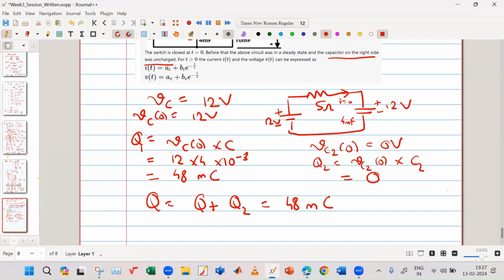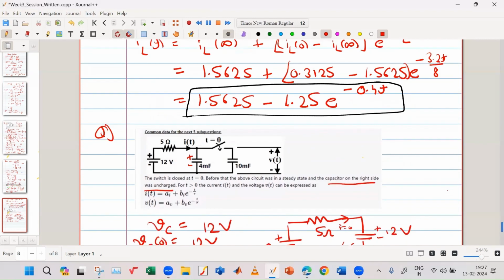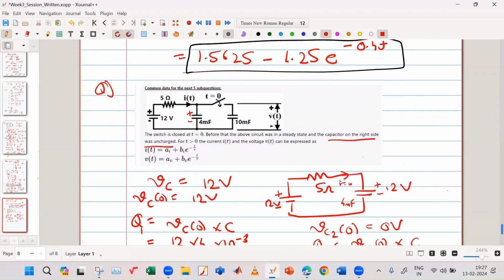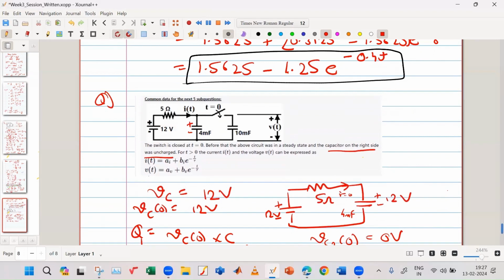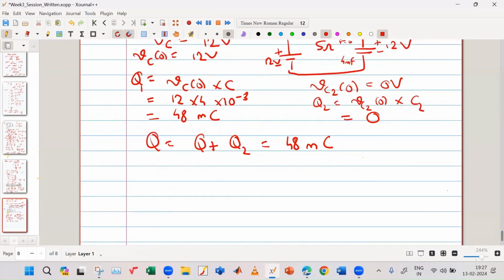All right. So we have found a charge stored on the first capacitor, and the second capacitor was uncharged, didn't have any charge, and the voltage across it was 0. So the charge is 0. Now, what happens is suddenly the switch is closed. At time t equals 0, the switch is closed. So my new circuit will be of this form.